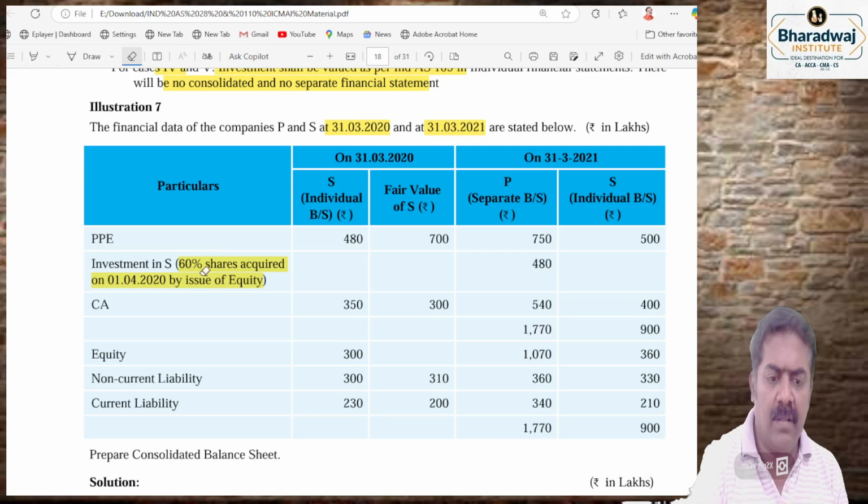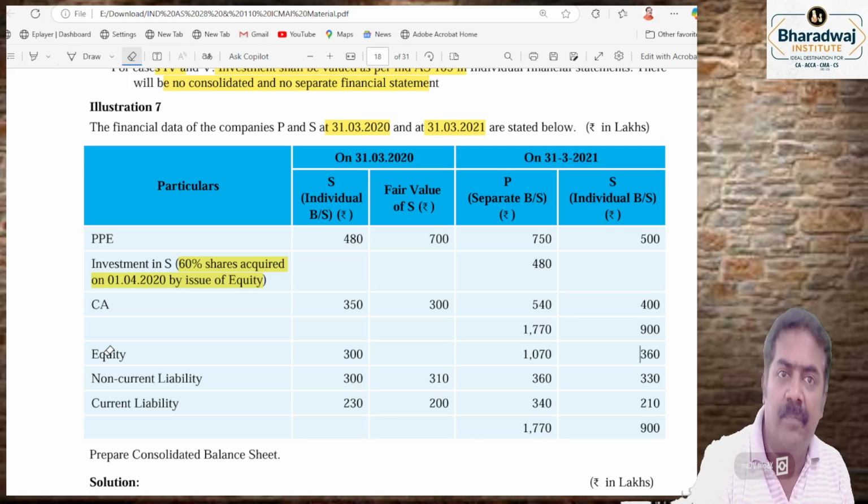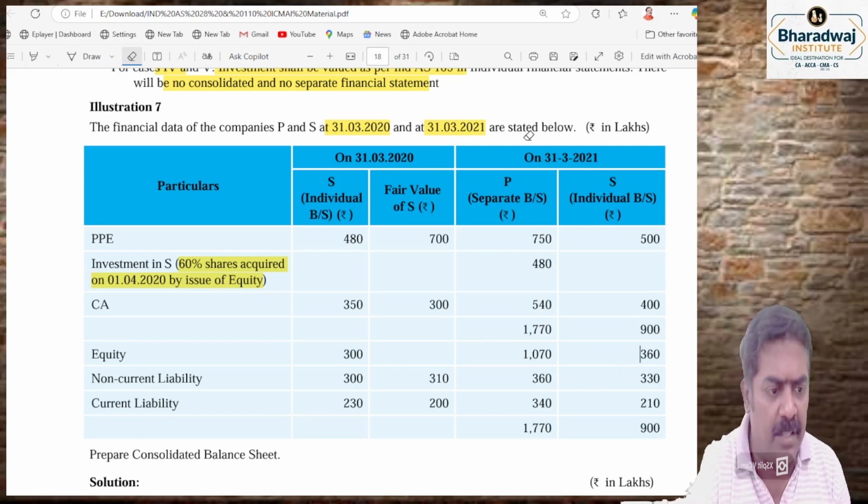60% of shares are acquired by issuing which one? Equity. So this 480 is the equity issued by which company? Holding company. So this 1070 will include what? Shares issued. And again, remember, equity means capital plus reserves and surplus. They have given non-current liability and current liability. Prepare which one? Consolidated balance sheet at the end of the year.